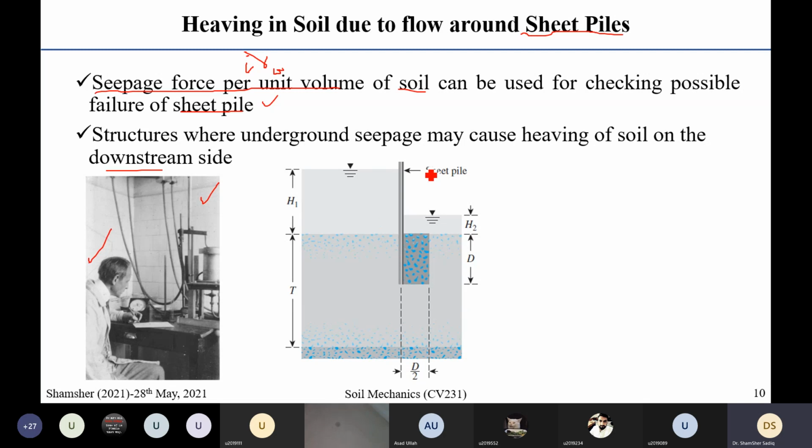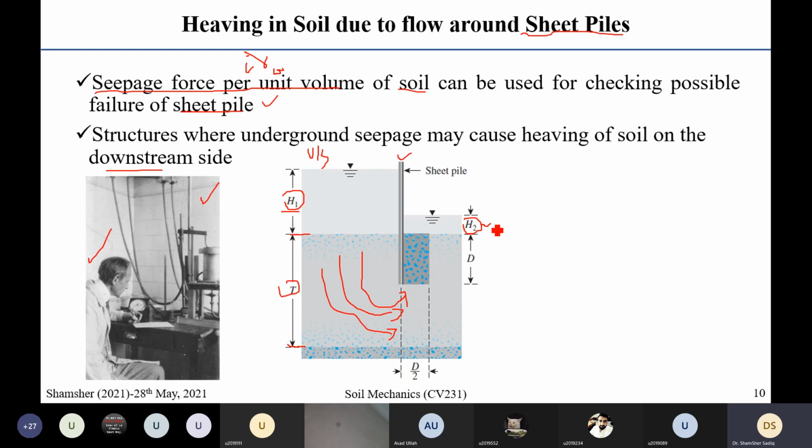And he provided us this particular configuration. You can see there is a sheet pile, a retaining structure, and on the upstream side there is the freeboard height of the water, which is H1, and there is a permeable stratum through which there can be seepage. So you know flow nets, you know equipotential lines, and the thickness is T, and on the downstream side the head of the water is H2.